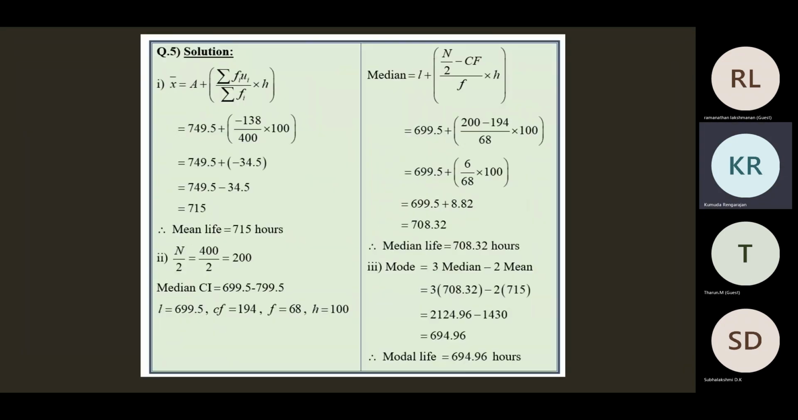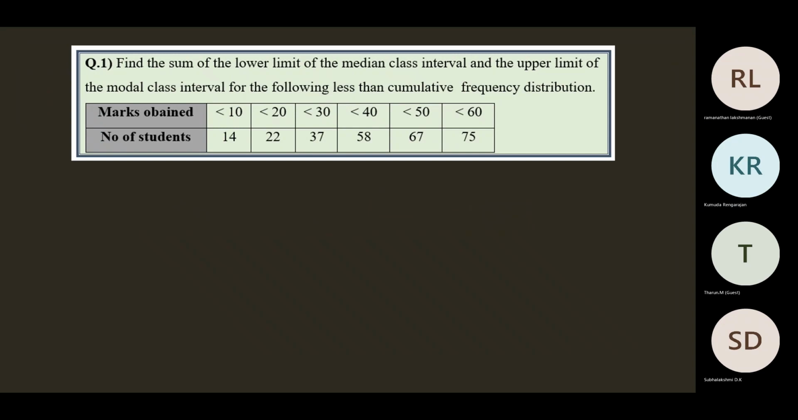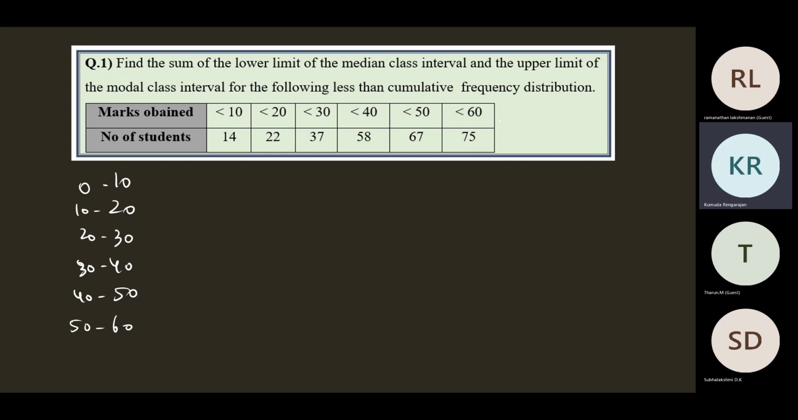If you're given a less than table, what are these values? The upper limits. Less than 10, less than 20. See, these are the upper limits. So 10, 20, 30, 40, 50, 60. They are the upper limits. So fill the corresponding lower limits. Now we don't strike out anything because there's no value 0 here.